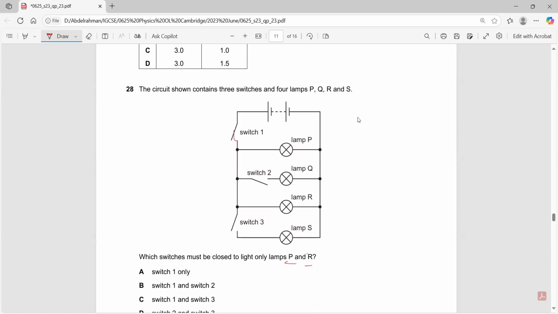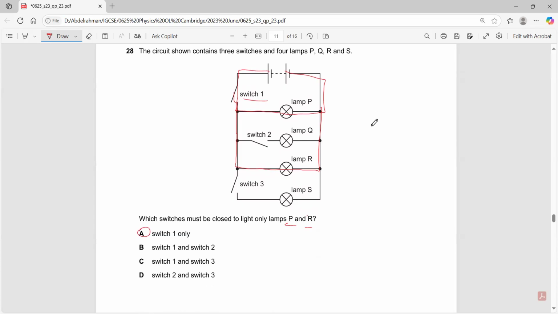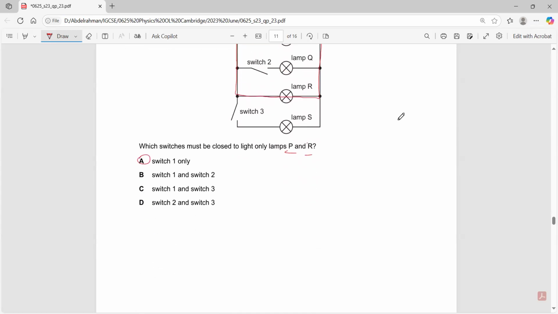I think we need switch 1, right? Switch 1 will pass the current through lamp P. This is correct. And then we do not need Q, so we will not switch on 2. And it will automatically pass through R. So P and R are both controlled using switch 1 only. Do I care about 2 or 3? No, 2 would control Q, 3 would control S.